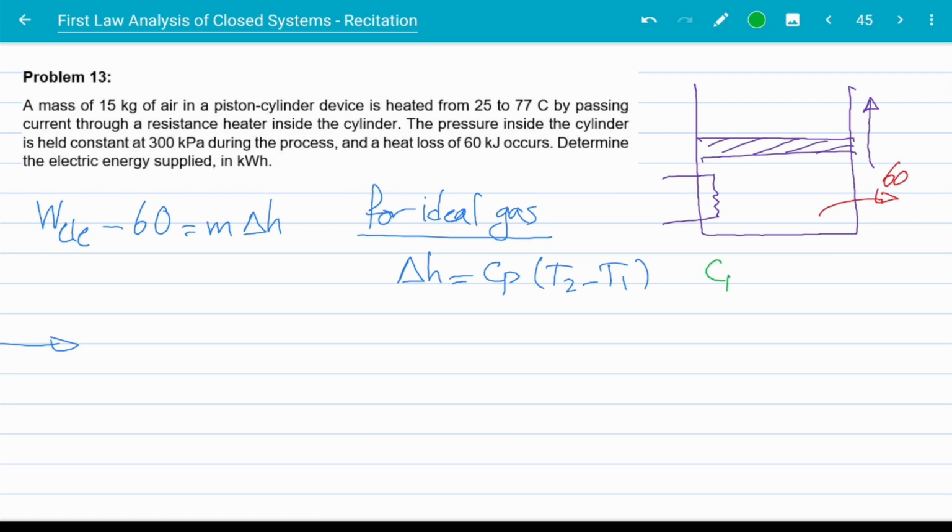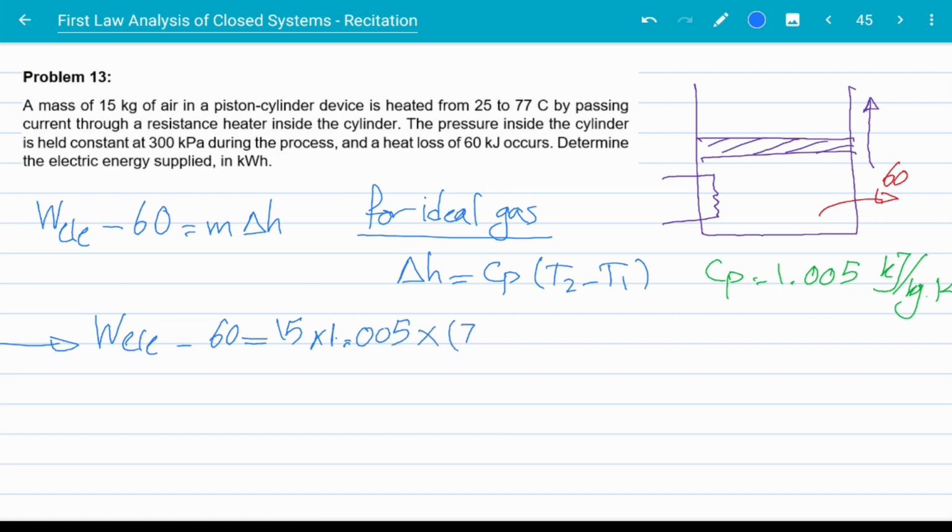Cp for air at this range of temperature is 1.005 kilojoules per kilogram Kelvin. Okay, now keep that in mind. Now if I continue, I get the electric work minus 60 kilojoules of heat loss is equal to the mass, 15 kilograms, times Cp, 1.005, times delta T, which is 77 minus 25. Now you do the calculations, you get that the electric heater work is 843.9 kilojoules.